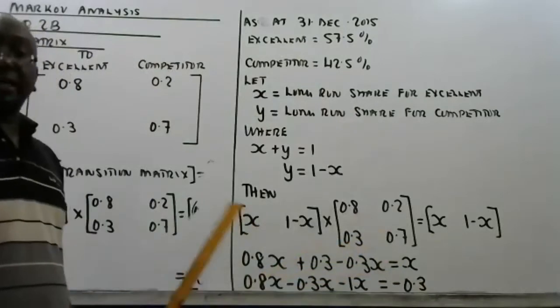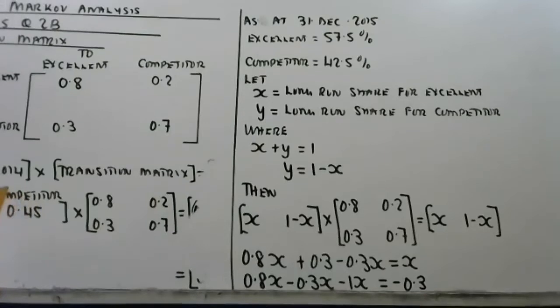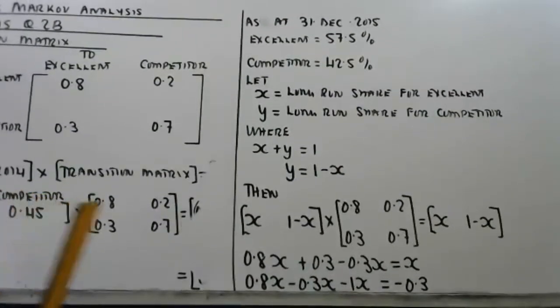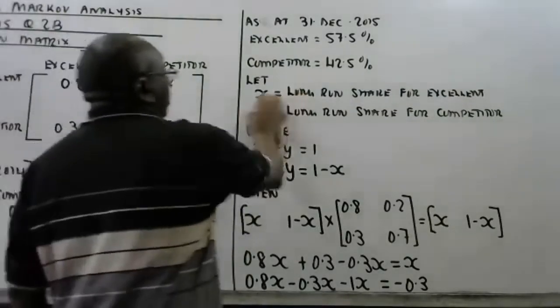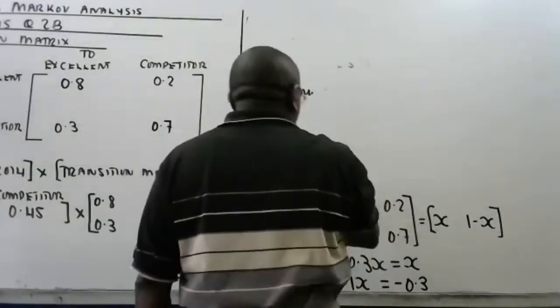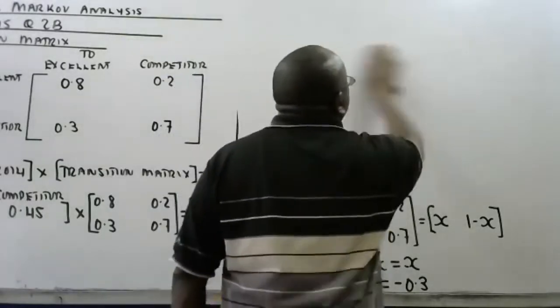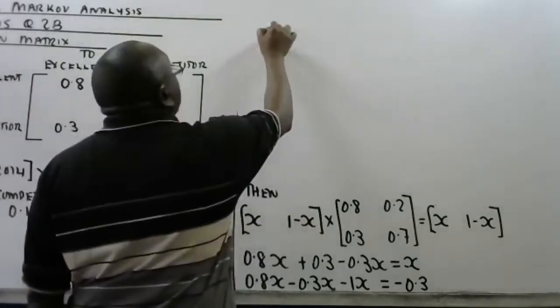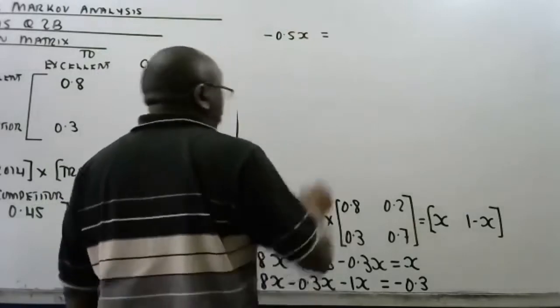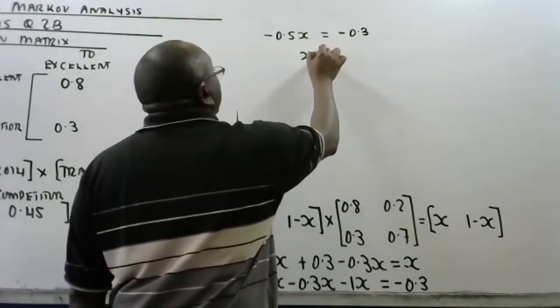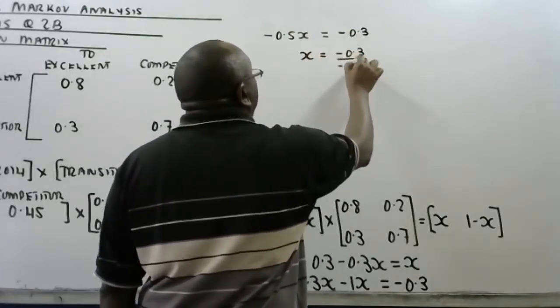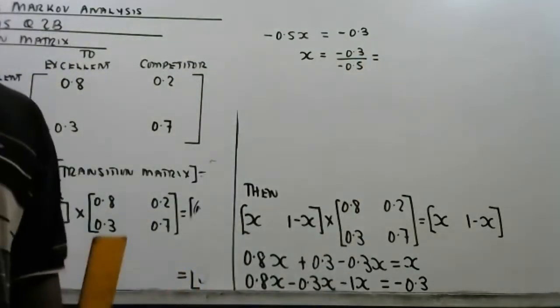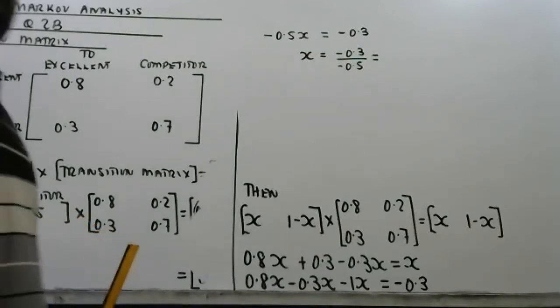So this 0.3 goes to the other side and becomes negative. Now, when that happens, you proceed with the solution. 0.8 minus 0.3 minus 1 is minus 0.5X equal to minus 0.3. So X is minus 0.3 divided by minus 0.5. And that is giving me 0.6.